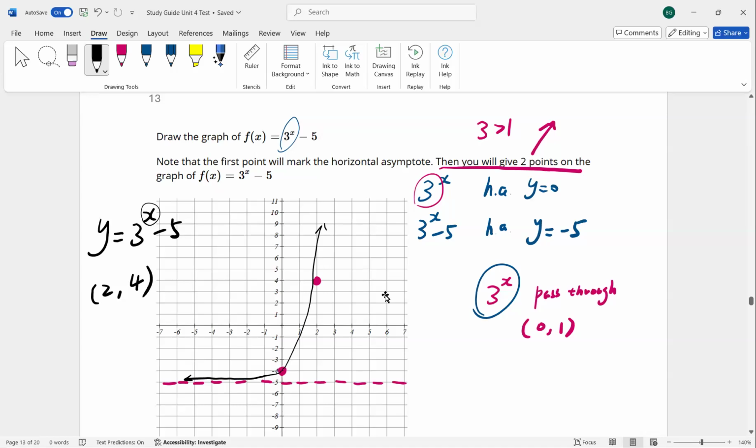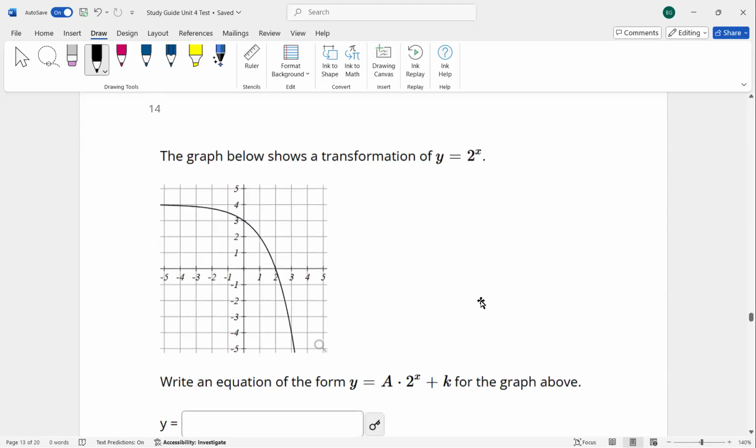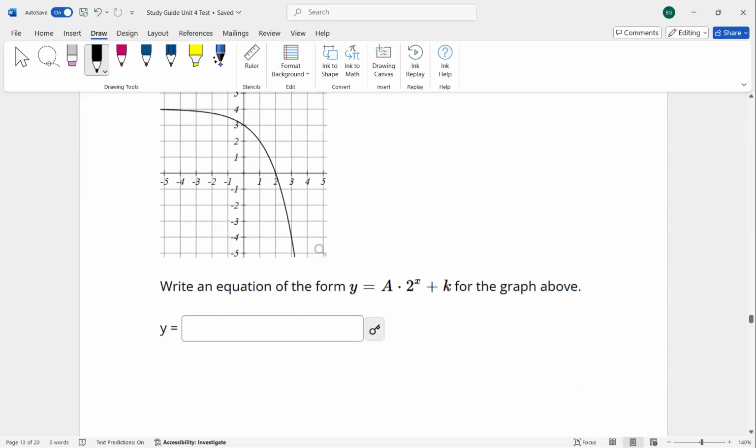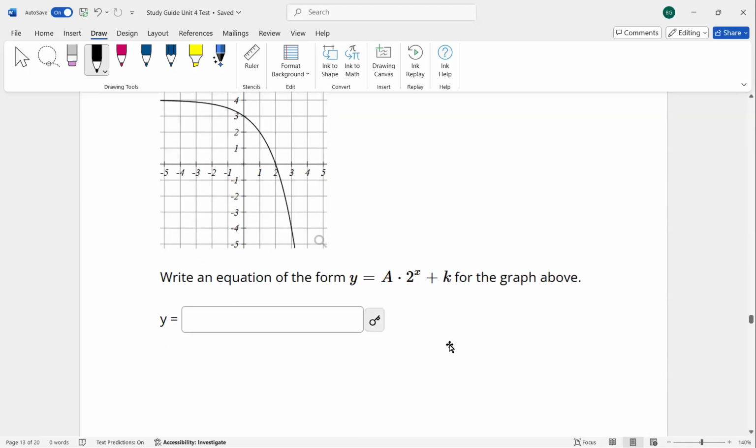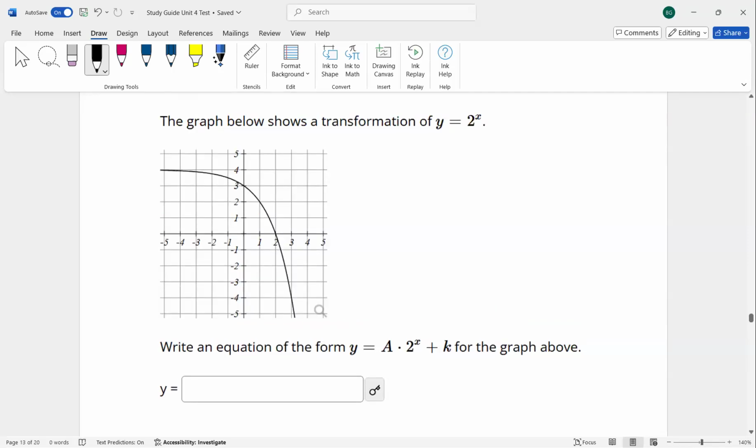It's also totally doable. Number 14. The graph below shows a transformation of the exponential growth function y equals 2 to the power of x, base 2. Write an equation of the form. Yeah, this makes it a lot easier. They give you the structure of the daughter function for the graph above. Very good. That's totally doable.